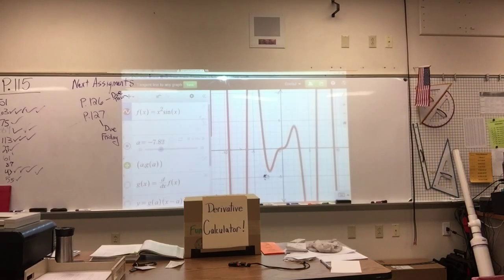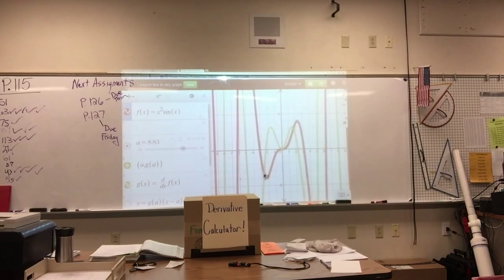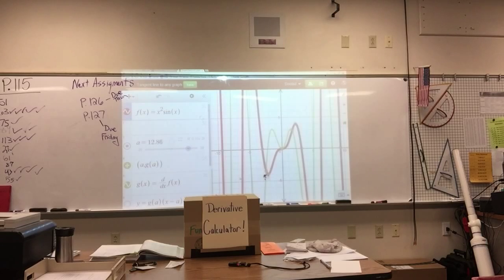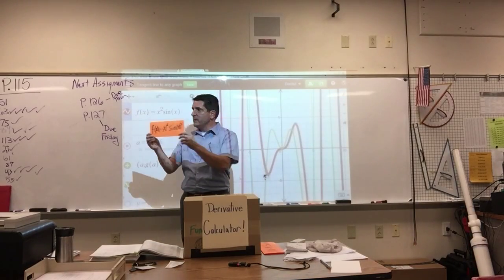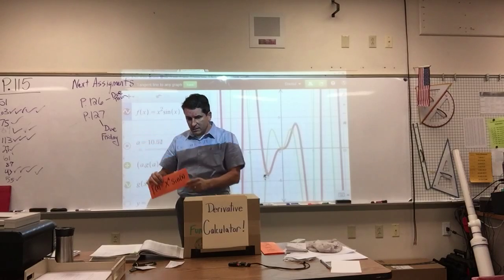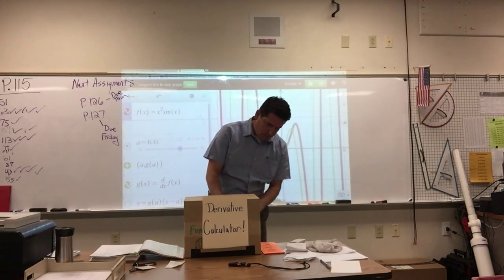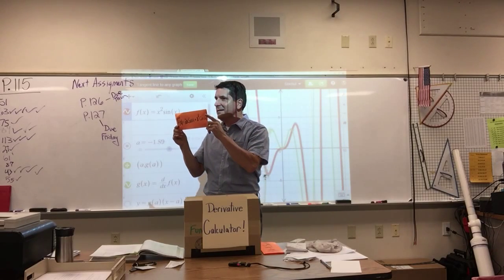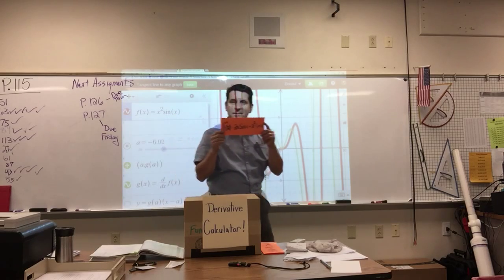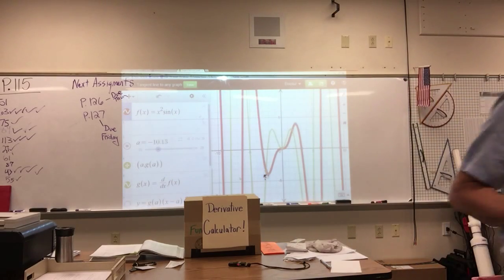Now this is a different graph than the last one. So what is its derivative? Well, it's that green thing. Whatever that is, let's find out what that is. So f of x equals x squared times the sine of x. Plug it in the derivative calculator, and we get this. You got the rule? Okay, hold on to that thought.